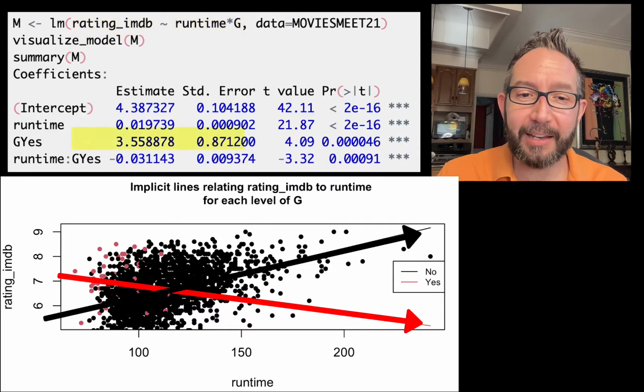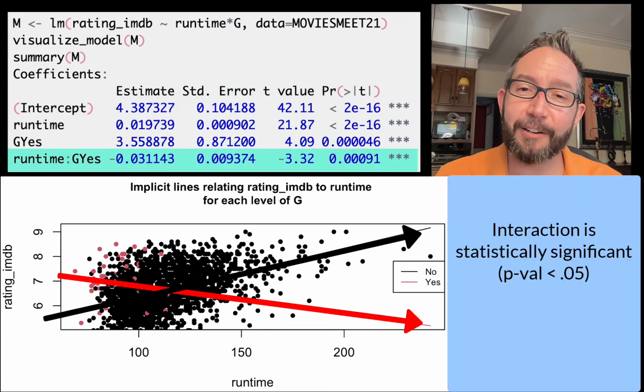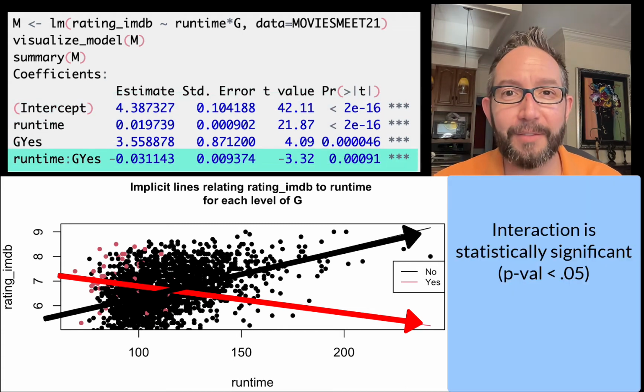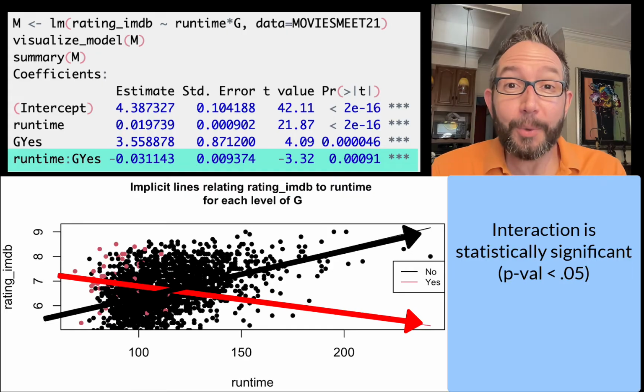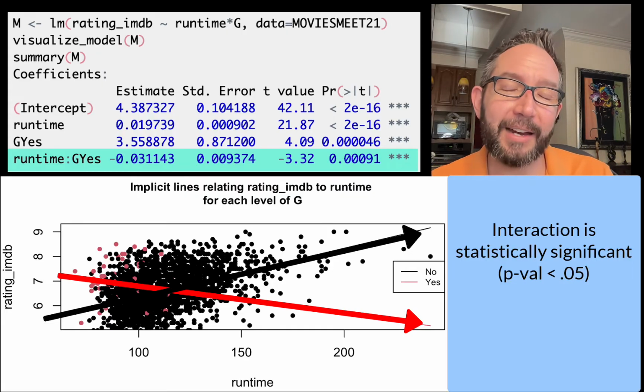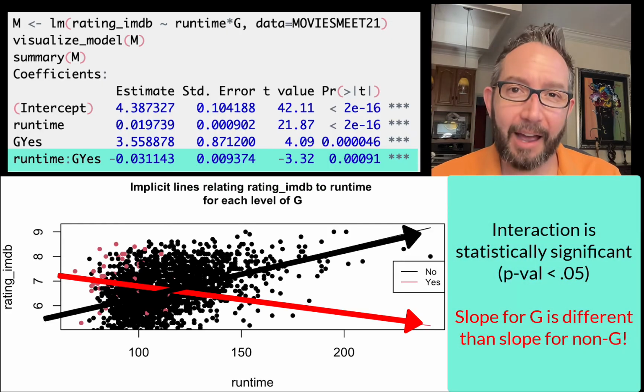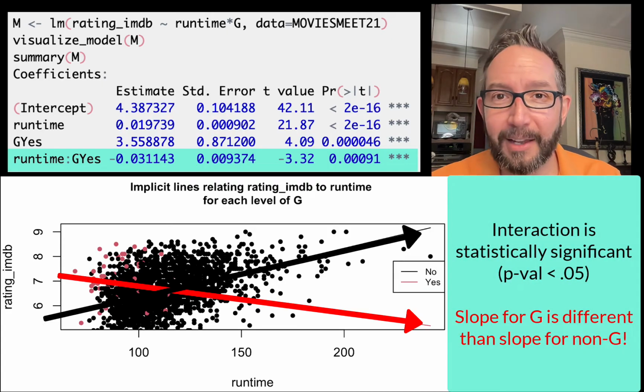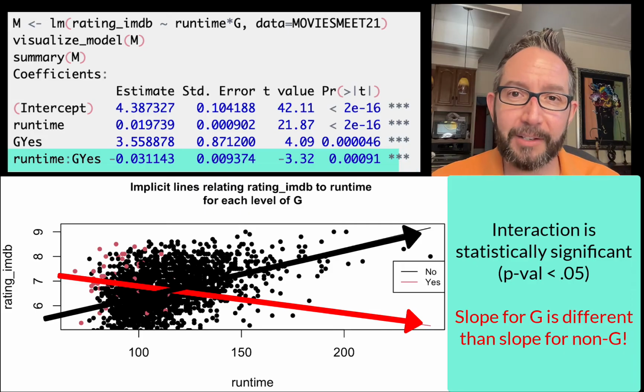If we go and look at a summary of the model, what we find is that the interaction is statistically significant. The p-value is less than 0.05. So we get a significant improvement in our model's ability to predict if we do include that interaction, and we do allow the line for G-rated movies to look different than the line for non-G-rated movies.